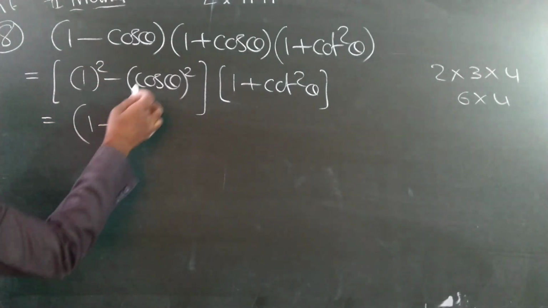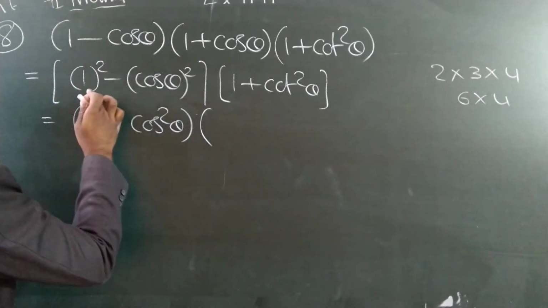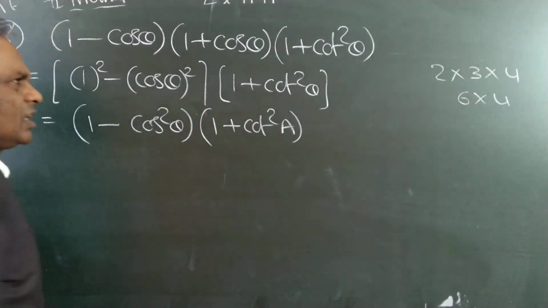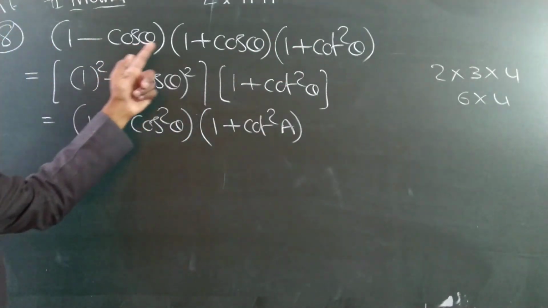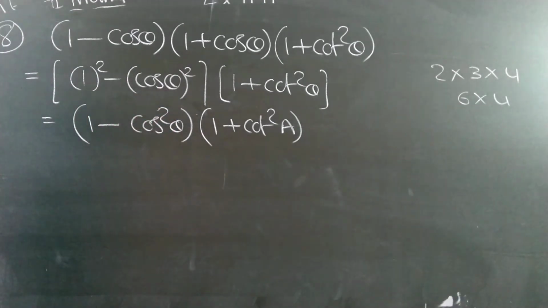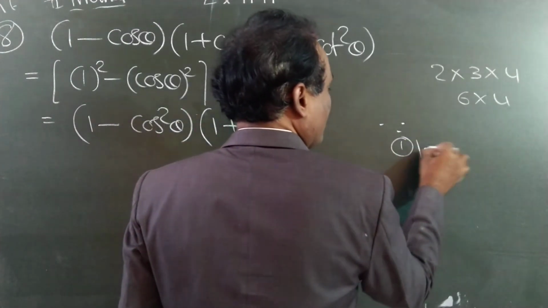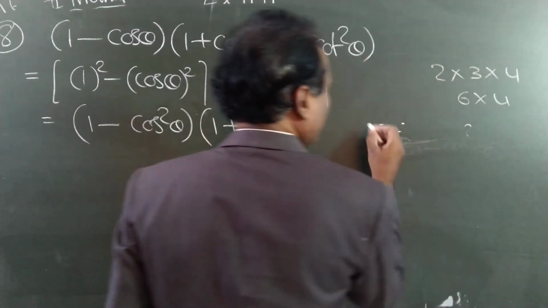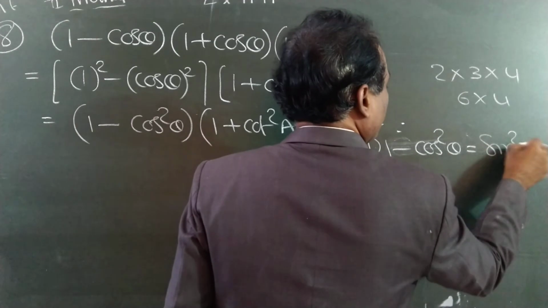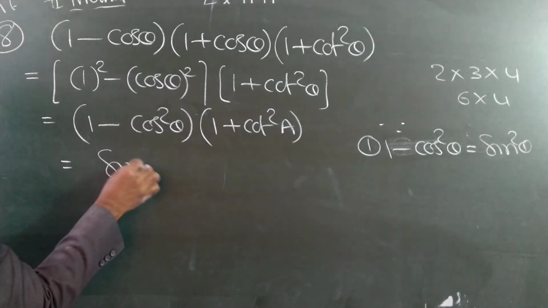1 square is 1 minus cos square is cos square. 1 minus cos square. This is 1 plus cot square, same. This I am keeping same. A minus b into a plus b, a square minus b square. 1 square is 1 minus cos square. See the formulas. First identity. 1 minus cos square is equal to sin square.